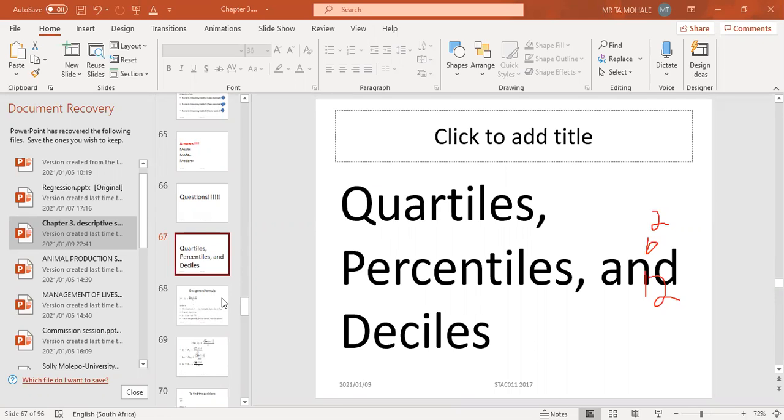So we are now moving on to the quartiles, percentiles, and deciles. These ones are the measures of location. What type of location are they measuring? Non-central. Non-central, good. It's really the non-central, right? So, the quartiles.